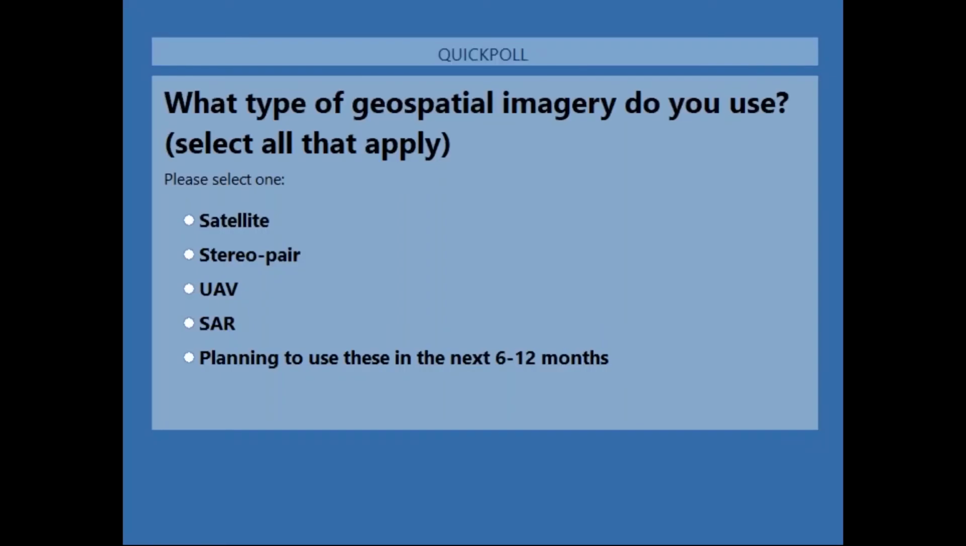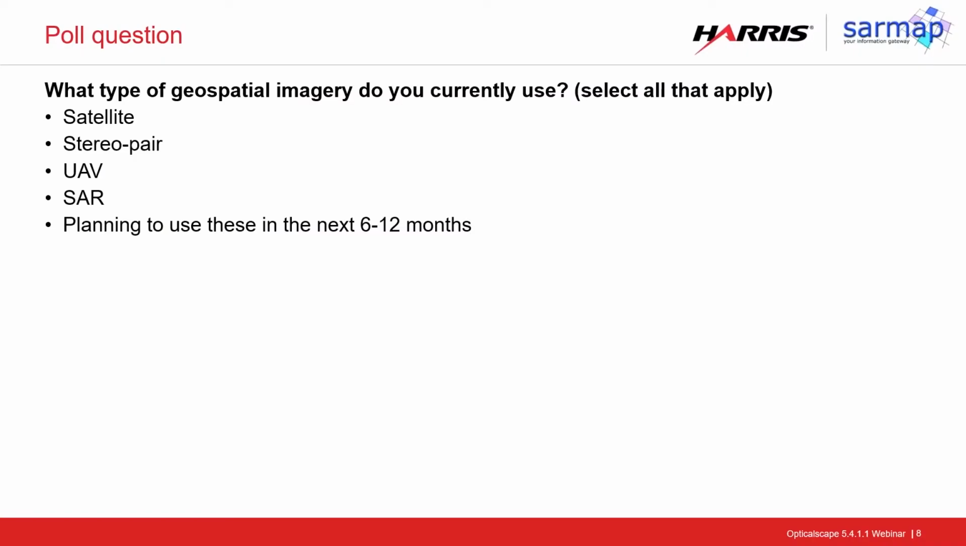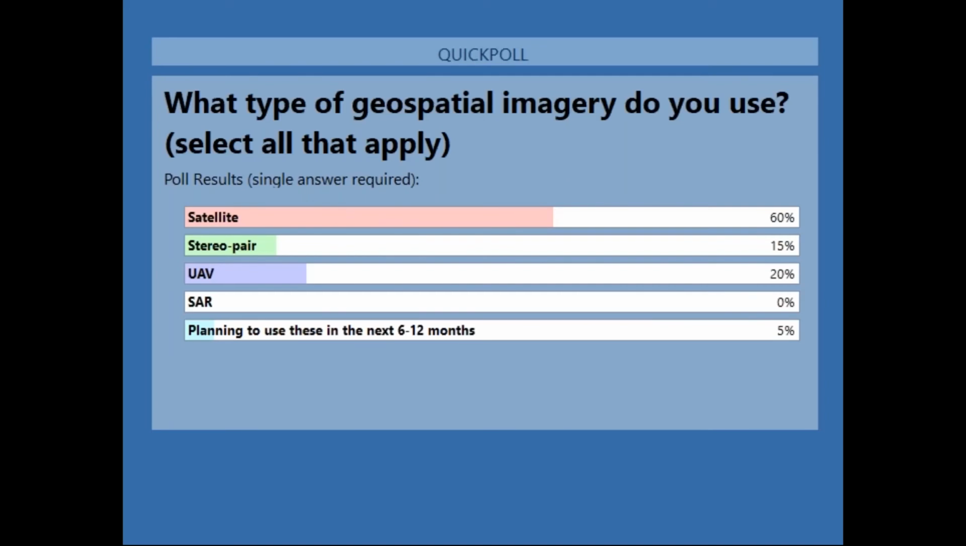Okay, so this is our poll question here. Jody, do you want to talk to that? Yeah, I just launched our poll question. What type of geospatial imagery do you use? Select all that apply: satellite, stereo pair, UAV, SAR, or planning to use these in the next 6 to 12 months. We'll close the poll in about 2 seconds. Okay, it looks like 60% use satellite. Next is 20% use UAV, 15% use stereo pair, 0% use SAR data, and 5% are planning to use these in the next 6 to 12 months.